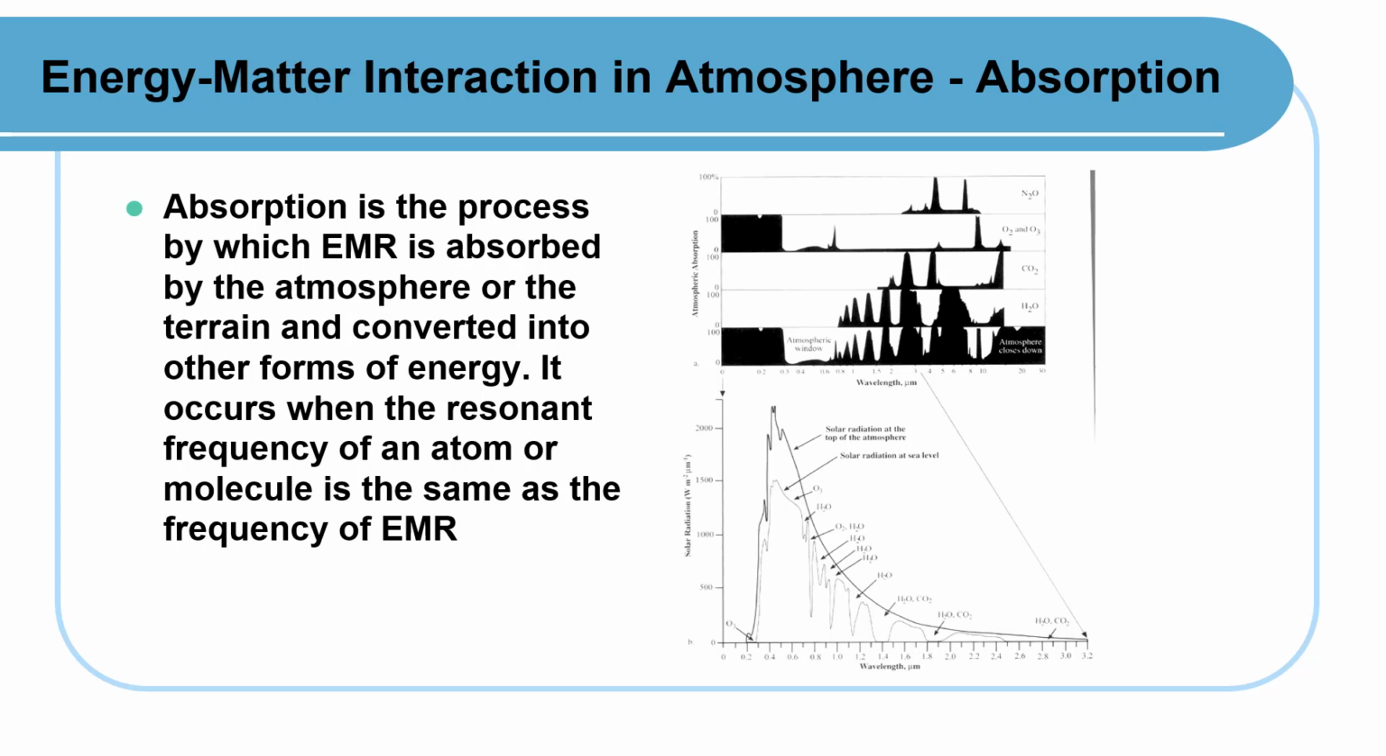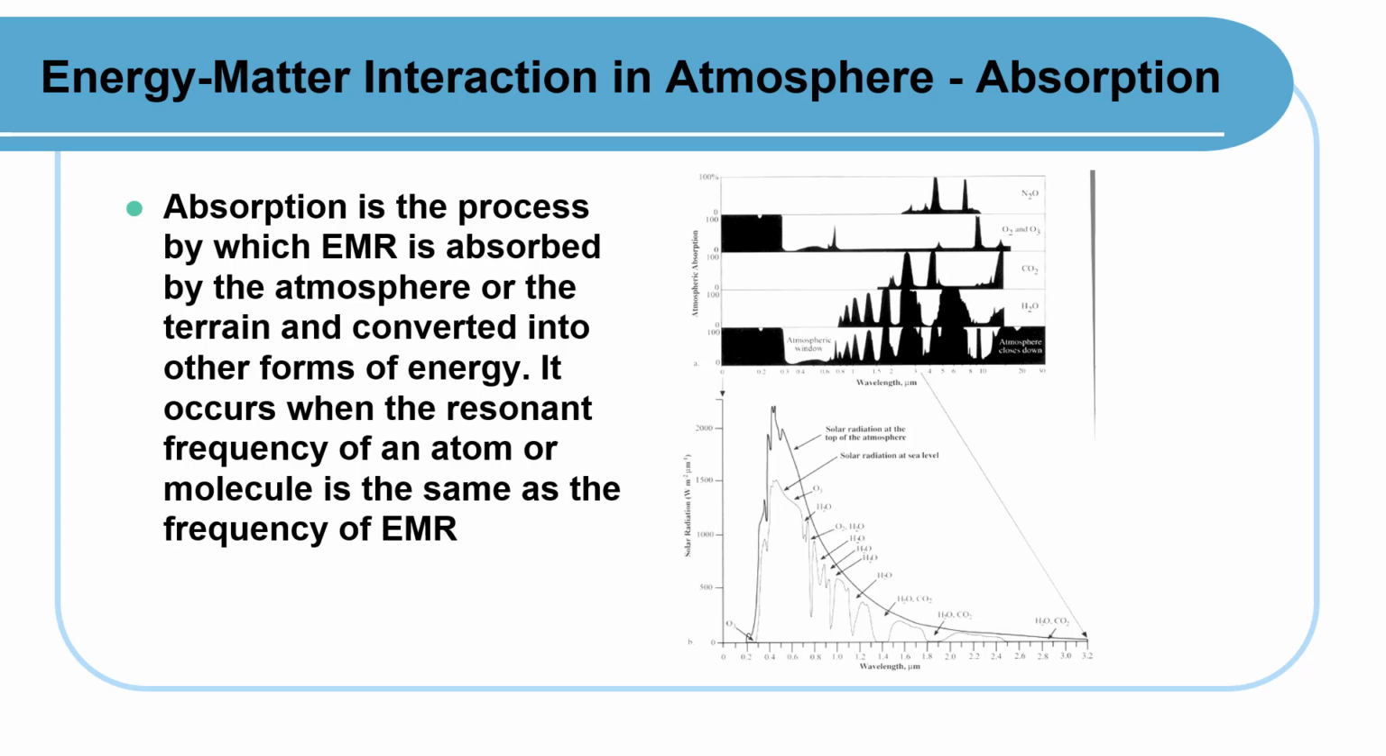So absorption happens because there are gases and different chemicals in our environment. It's a process where the electromagnetic radiation is absorbed by the atmosphere or the terrain, and then it's converted into another form of energy.